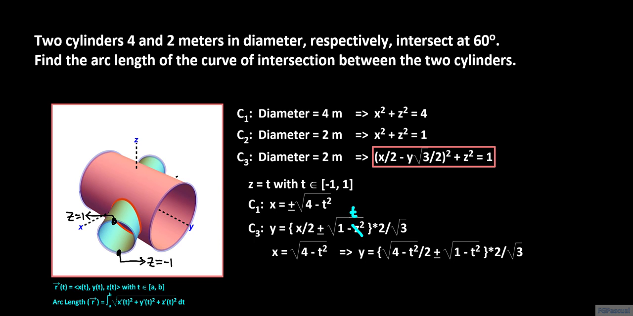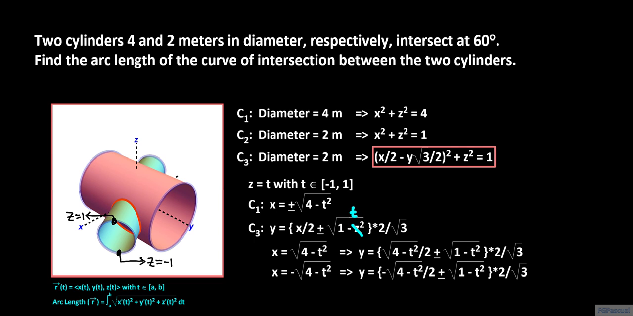For negative values of x, with x equals minus the square root of 4 minus t squared, y equals the quantity minus the square root of 4 minus t squared divided by 2 plus or minus the square root of 1 minus t squared, the entire quantity multiplied by 2 divided by the square root of 3.